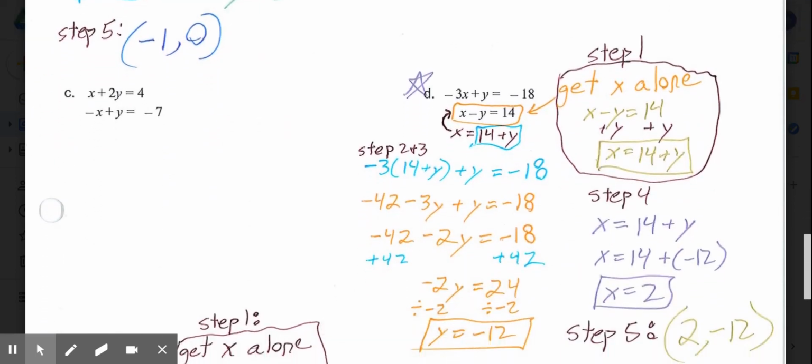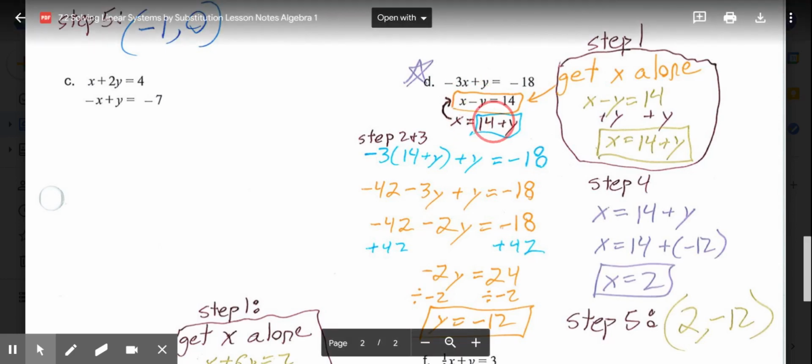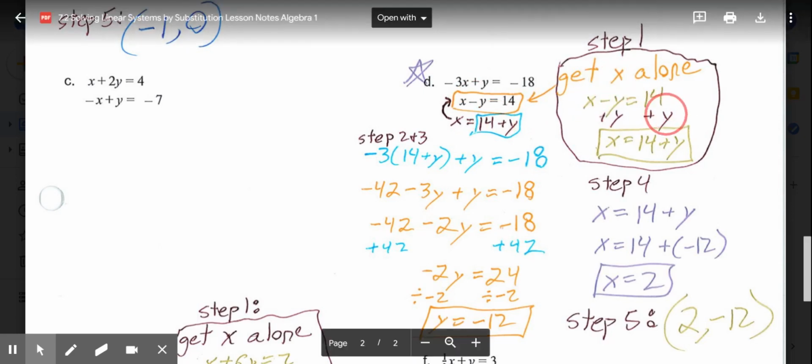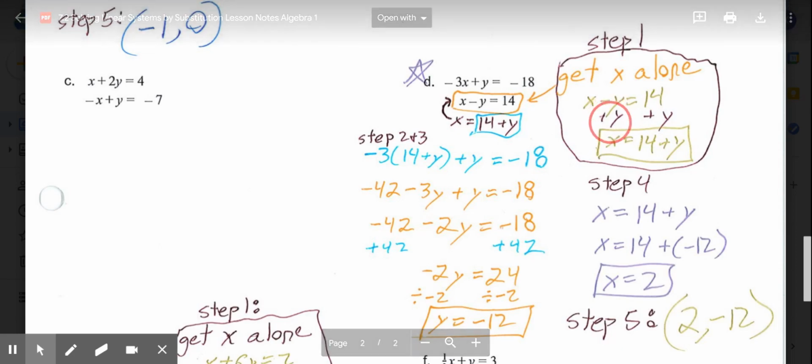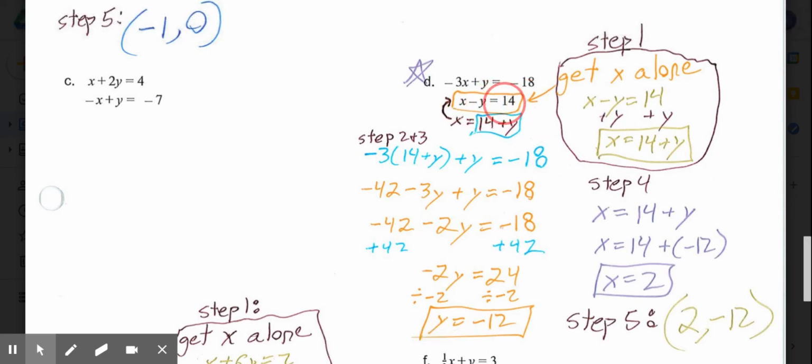So if we look at D here, we have a negative 3x plus y equals negative 18, and x minus y equals 14. Doesn't matter which one I get the variable alone on, but I need to get a variable alone on one of the 2 equations. So I use the bottom one here, and I decided to get x alone by adding y to each side. So that would mean x equals 14 plus y. So I'm going to think of this bottom equation now as x equals 14 plus y.